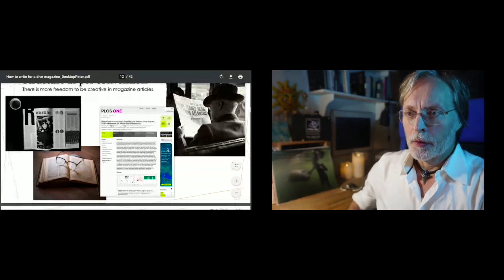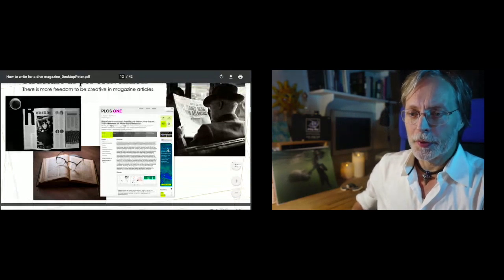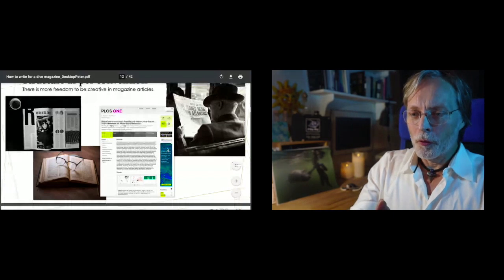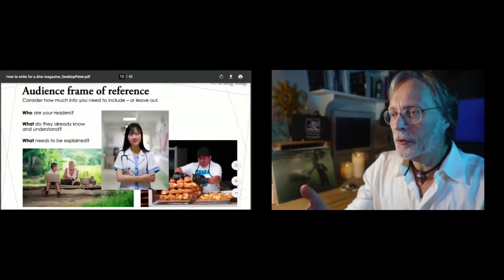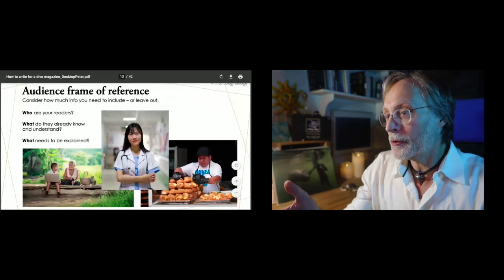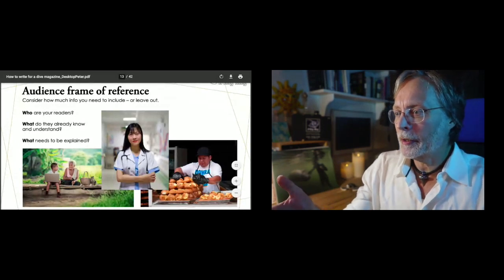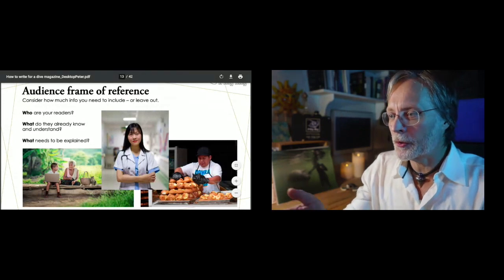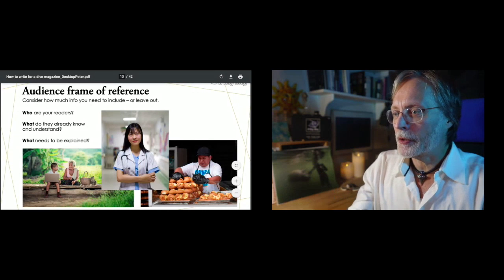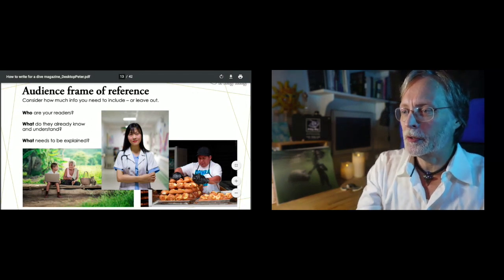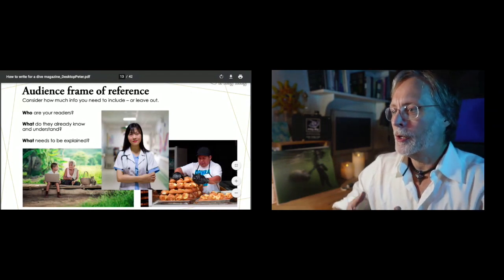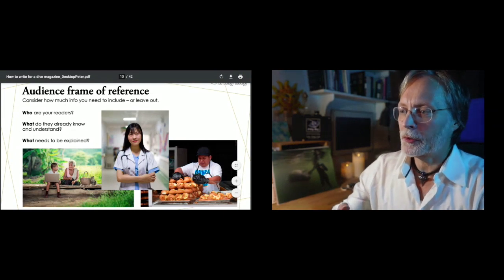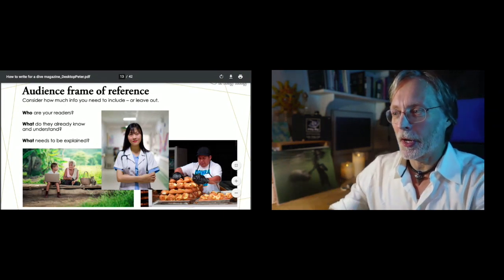In addressing these questions, coming up with the answers, you need to be mindful of your audience's frame of reference. Who are your readers? What do they already know and understand? And what needs to be explained? I have here just found three pictures out of an image archive. There's a doctor in the middle. She's an academic. She will understand more technical literature. Whereas if you address a child or a worker with a different background, you need to supply the information that is required to catch your readers where they're at.